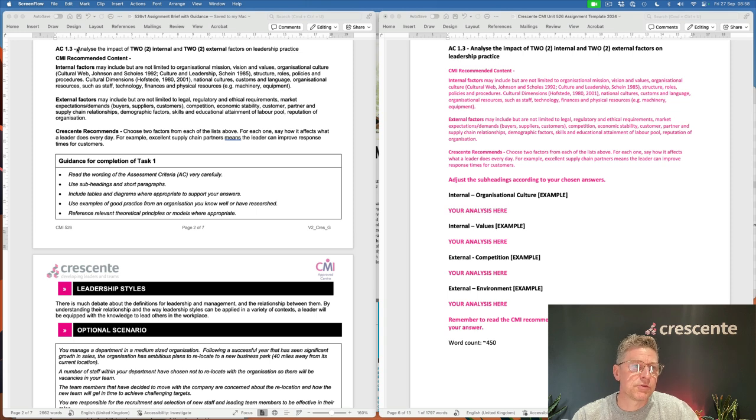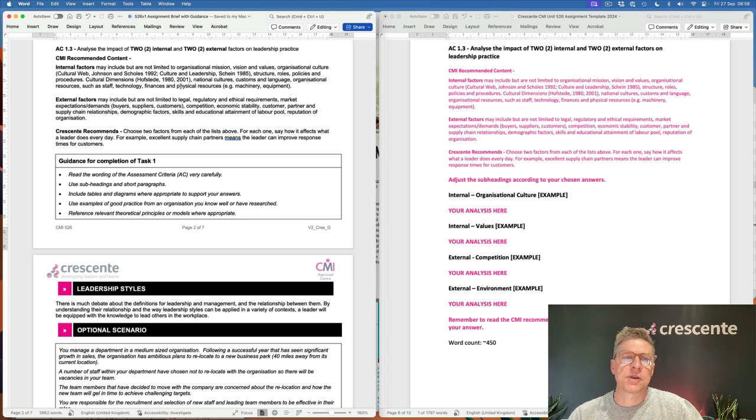So again, as usual with these, let's just look at the detail a minute. The command verb is analyze. So we need to pull this apart a little bit in terms of stating, at a meaningful level of detail, what the impact of these factors is on leadership practice.